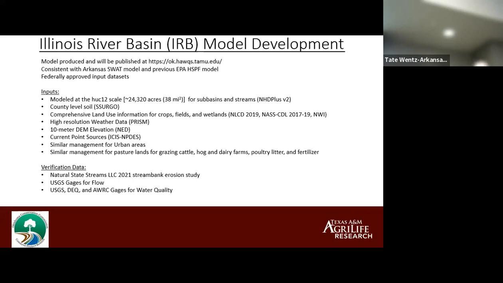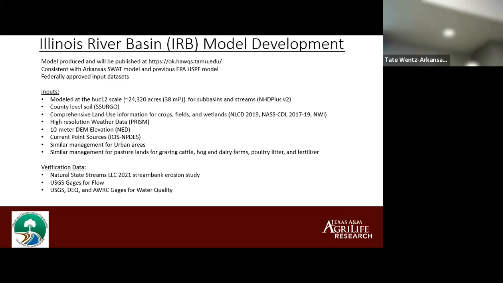We use a 10-meter digital elevation model. We use the most current point sources that we could get. We set up as similar management scenarios for urban areas and for pasture, grazing, cattle, hog, et cetera, that we could with Arkansas, and with previous modeling efforts, including the original HSPF model, which was the beginning of the compact effort. And then our verification data, we looked at the natural stream bank erosion, natural state streams, stream bank erosion study. We did not put a lot of focus on stream bank erosion at this point.